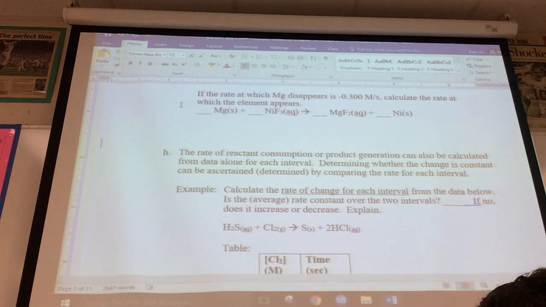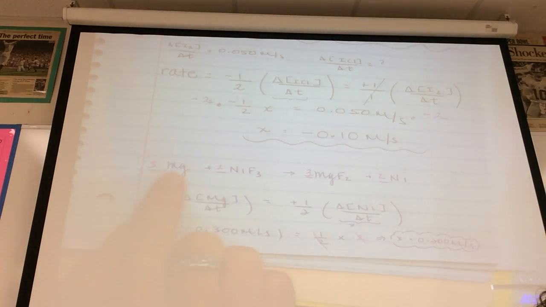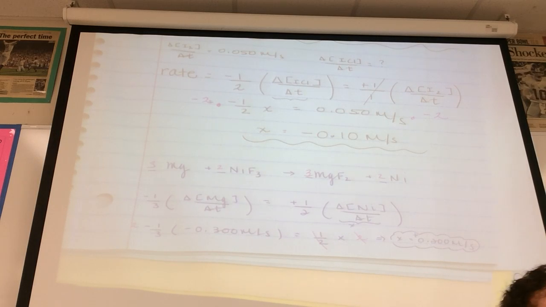What'd you get? Just watch your sig figs. That's what I got. You balance it. Here's your rate equation. Solve it. And it's positive, right? I don't know if that's clear to you. Is that what you got?